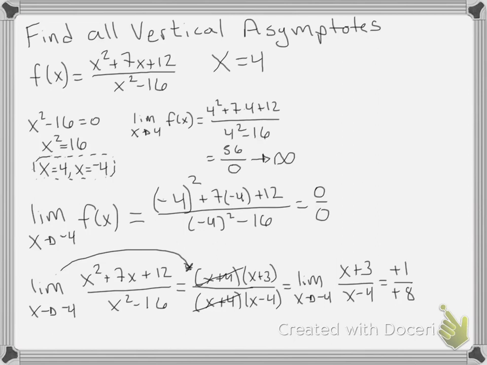Therefore, x equals negative 4 is not a vertical asymptote. So all we have is one vertical asymptote. x equals 4 is a vertical asymptote. It's the only one. There couldn't possibly be any other vertical asymptotes because x equals 4 and x equals negative 4 are the only two numbers that make the denominator equal to 0, and vertical asymptotes are only going to happen at those points. Since at x equals 4 the limit is infinity, that's a vertical asymptote. Since at x equals negative 4 the limit is 1/8, it's not a vertical asymptote.